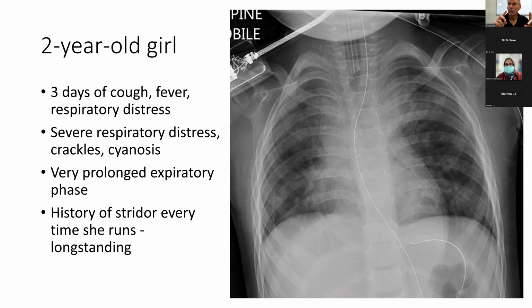Hyaline membrane disease, that's right, respiratory distress syndrome. And why is that? Why do you get small lung volumes with hyaline membrane disease?